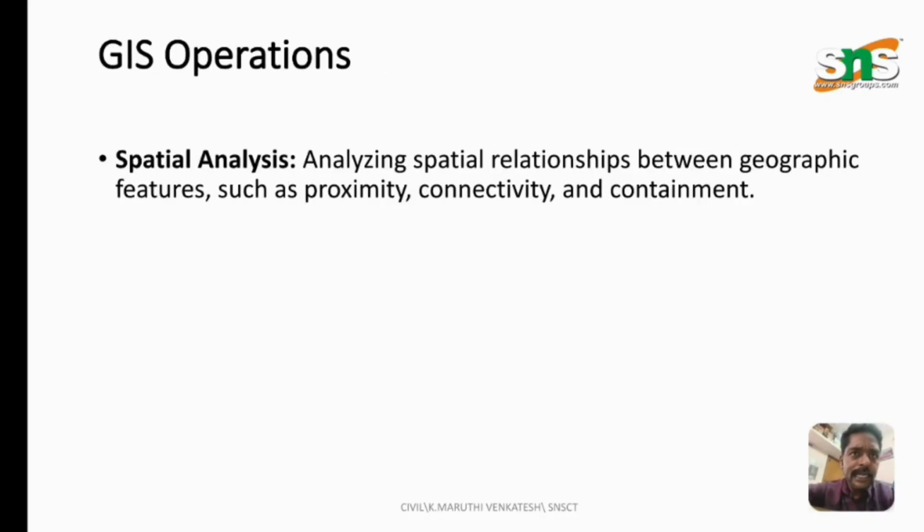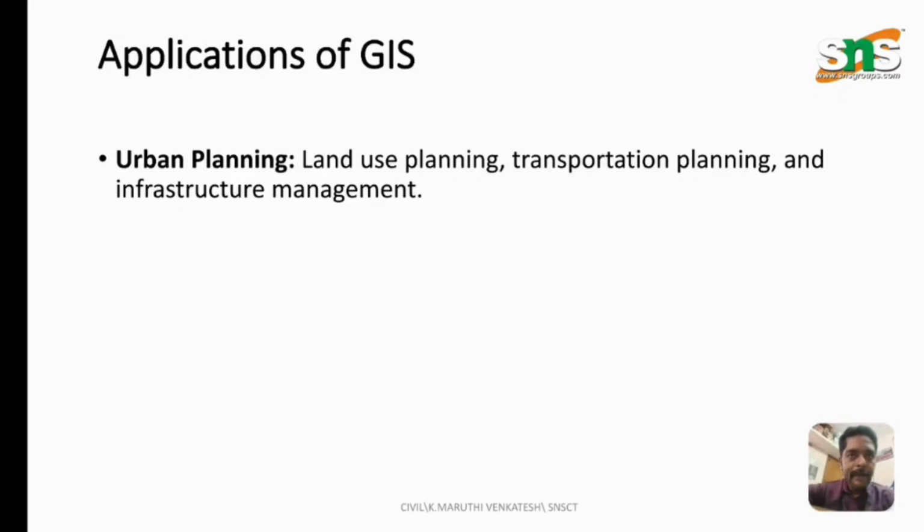Spatial analysis analyzes spatial relationships between geographical features such as proximity, connectivity, and containment, which includes the compass. There may be two compasses: one measures 0 to 180 and another measures 0 to 360 degrees, which can measure the angle and the area throughout, in spatial analysis.